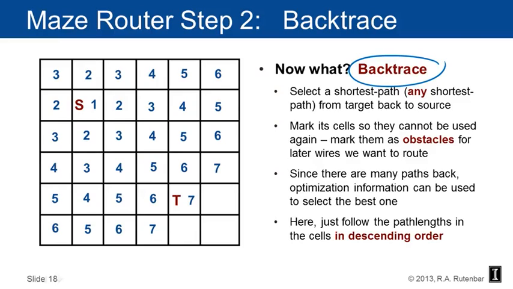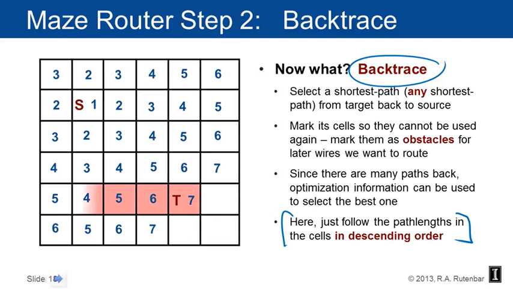This particular case, it's really easy. How do you do this? And the answer is just follow the path lengths in the grid. So you want to find a path from the target to the source. The target is a 7. Find a 6. From the 6, find a 5. From the 5, find a 4. From the 4, find a 3. All right, so we can simply do that.